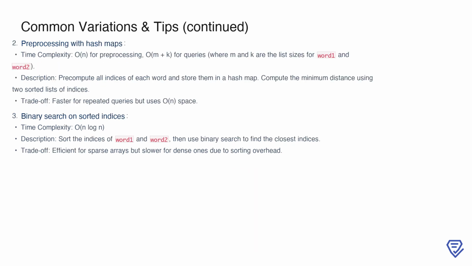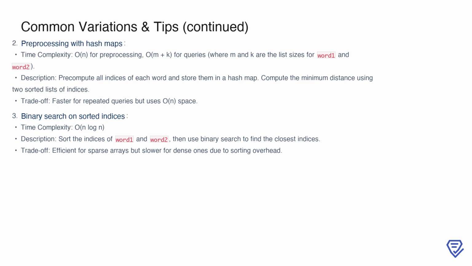Another approach involves pre-processing the data with hash maps. This method requires O(n) time for pre-processing, as you store all indices of each word in a hash map. Once the indices are pre-computed, you can calculate the minimum distance using two sorted lists of indices, making queries more efficient with a time complexity of O(m plus k), where m and k are the sizes of the respective lists. However, this approach increases space complexity to O(n), which is a trade-off to consider.